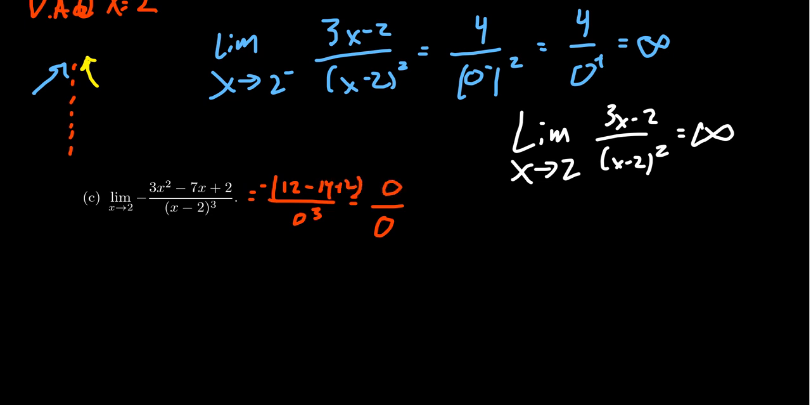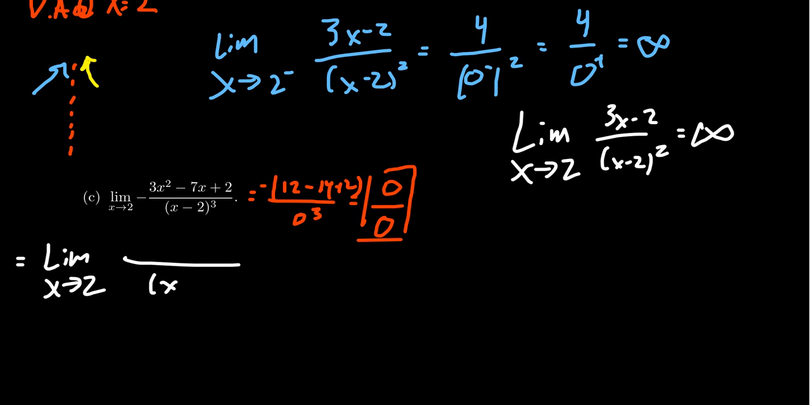That does not necessarily mean a vertical asymptote. It gives you an indeterminate form. It turns out anything could be happening at 0 over 0. It means we need to simplify the fraction. Really what we are discovering here is that the numerator is divisible by x minus 2. The denominator is obviously divisible by x minus 2 because it's already factored, x minus 2 cubed. But we need to factor the numerator.